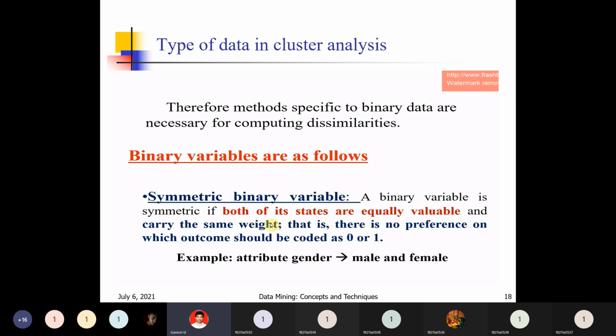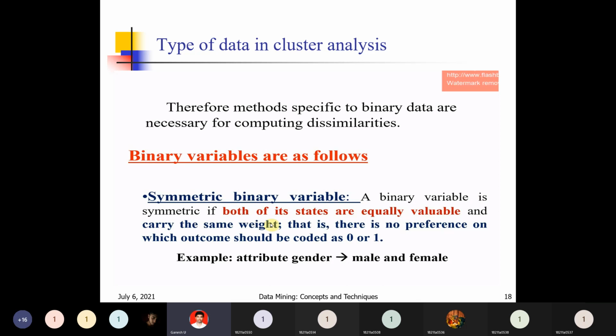Symmetric is simple. A symmetric binary variable means an attribute like gender, male or female. Gender has two values, male and female. But either it is male or female, there is no difference between the values. Those two are equal. For example, consider employee gender, male or female. Male, female, both are equal. There is no difference. That is the symmetric binary variable.